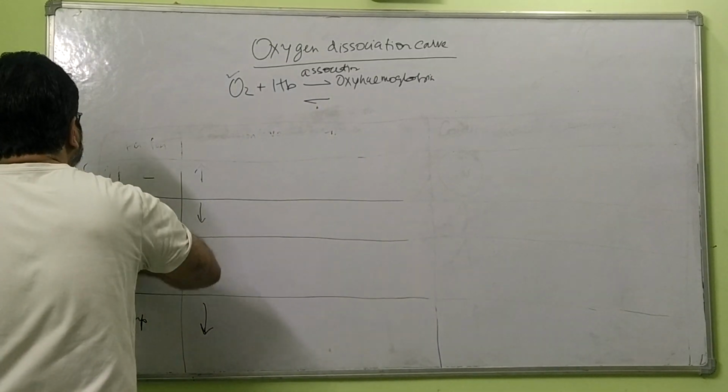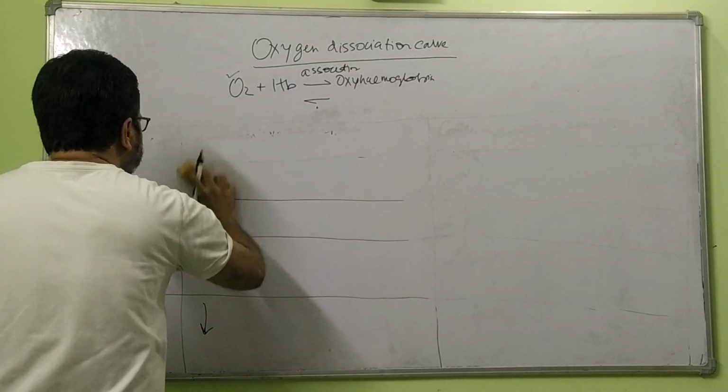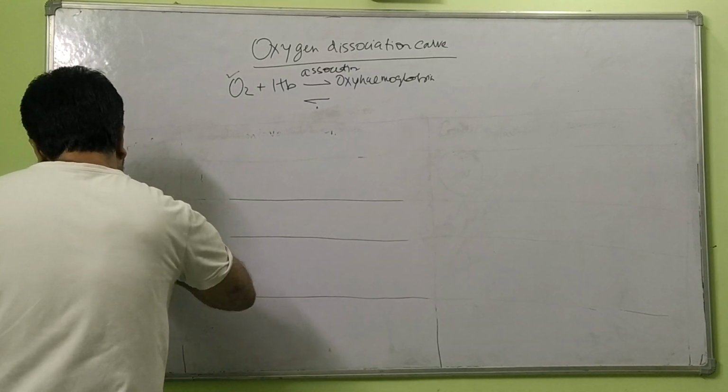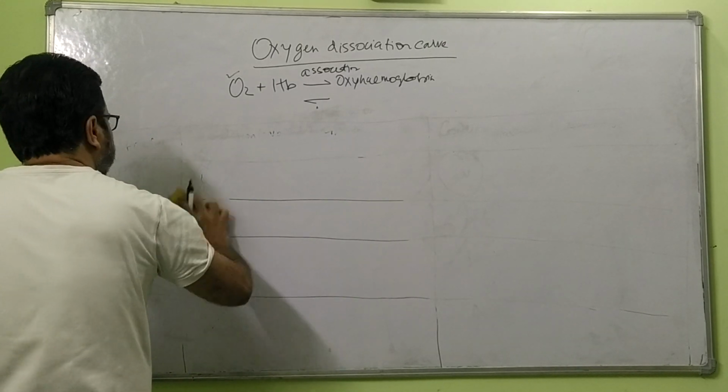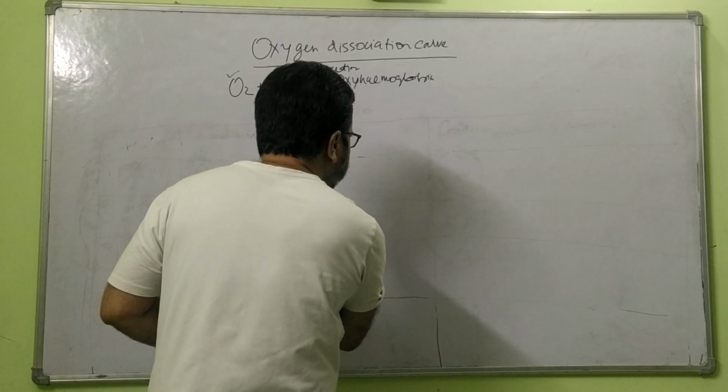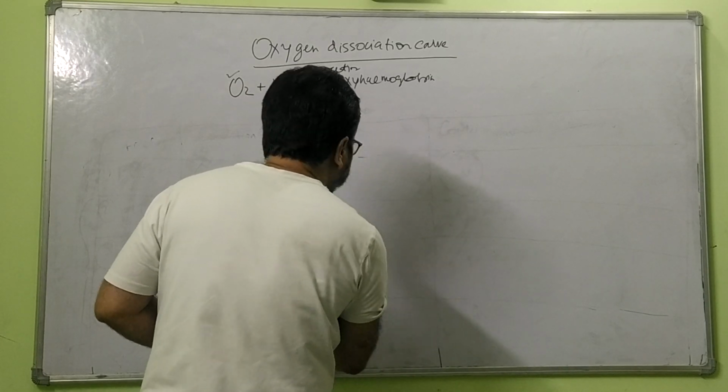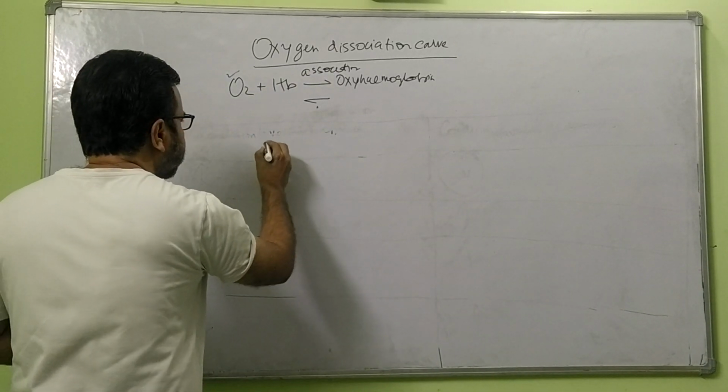So the oxygen dissociation curve is S-shaped. That S-shaped oxygen dissociation curve is like this.